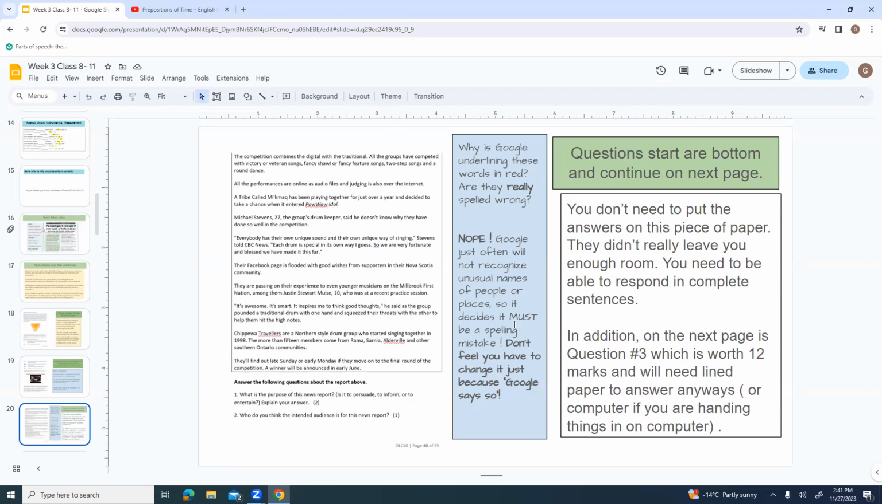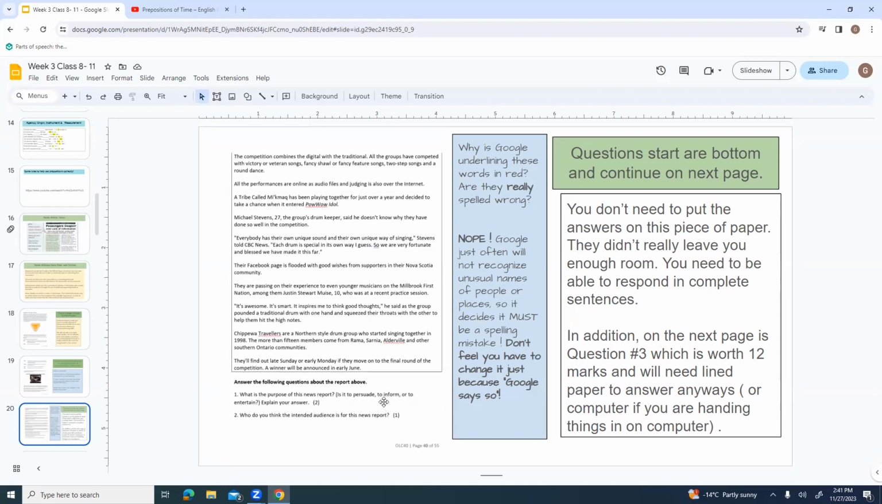But Google doesn't know that. It can't read the article itself. So it's saying that it's wrong, but it's not necessarily wrong. I want to make that clear because that'll happen in your own work too. If you use somebody's name that it hasn't seen before, it'll be like, oh, this is wrong, and it's not necessarily. So you can see right here at the bottom, there are 2 questions. The tricky part is on the next page, there's one more question.